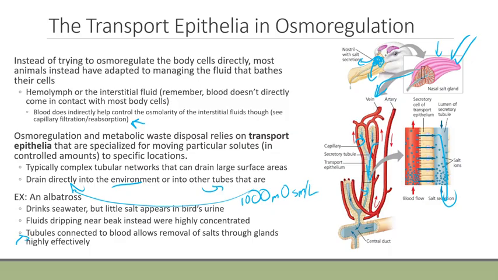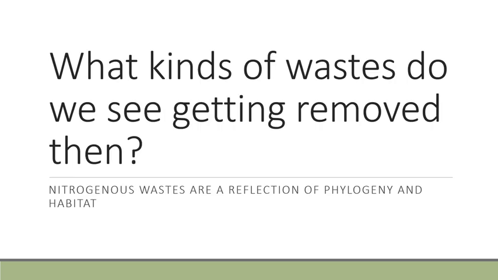So that's how we do a lot of the moving. We're going to talk about some of these different tubule pathways to get a lot of these metabolic wastes removed in some way, shape, or form. But before we talk about the specifics, we should talk about the different kinds of wastes that we do need to get rid of. Typically, these wastes are going to be different forms of nitrogenous wastes.